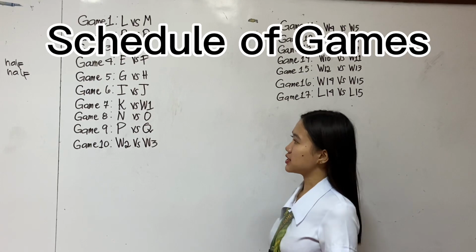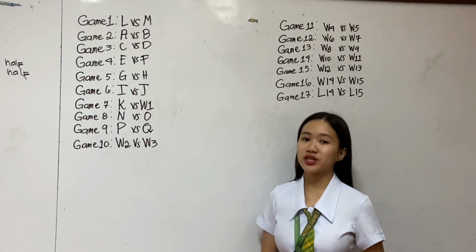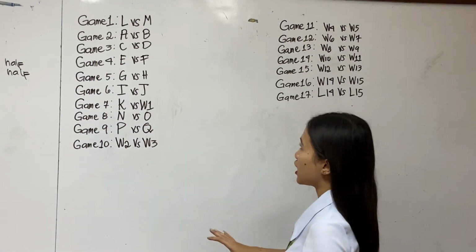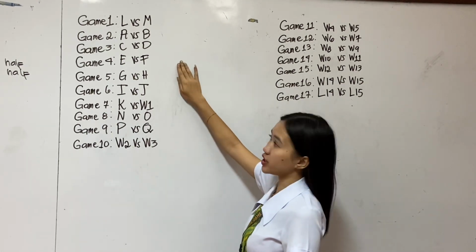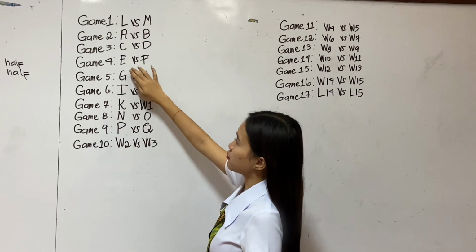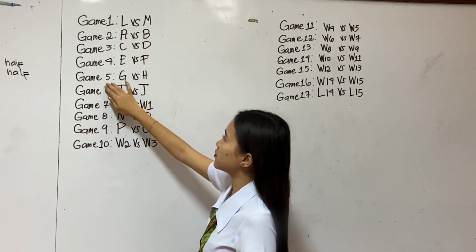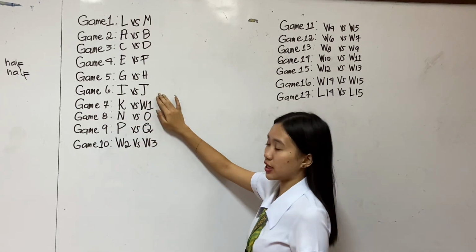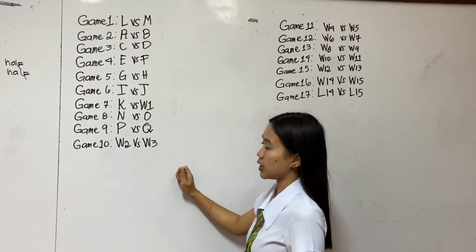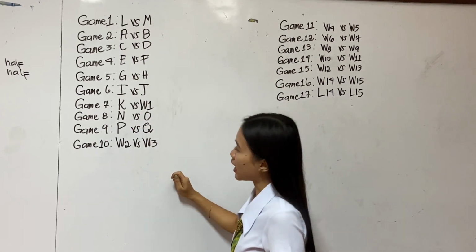And now let's summarize the schedule of games since we are already done with the diagram. For the first game, we have L versus M. For game 2, we have A versus B. For game 3, we have C versus D. For game 4, we have E versus F. For game 5, G versus H. For game 6, I versus J. For game 7, K versus winner 1. For game 8, N versus O. Game 9, P versus Q.